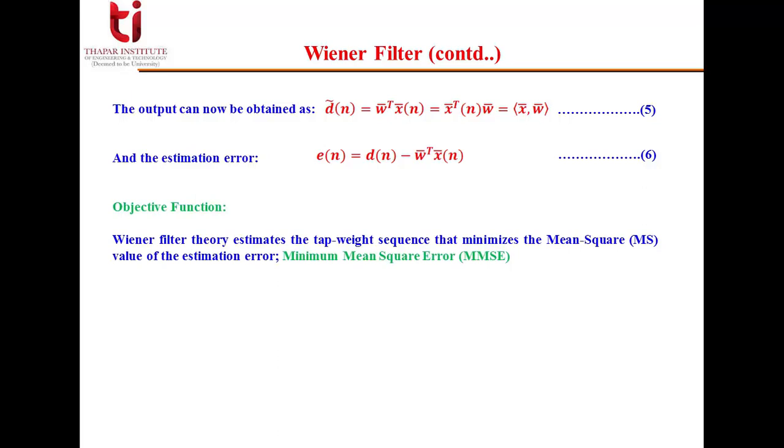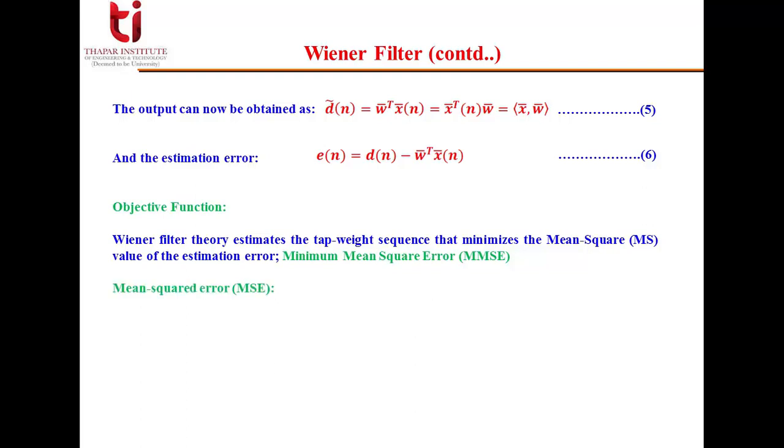Now, what is our objective? What will be the objective function? So, let's define our objective function. Wiener filter theory estimates the tap weight sequence that minimizes the mean square value of the estimation error. We are calling it the minimum mean square error, that is MMSE. And mean square error means MSE.